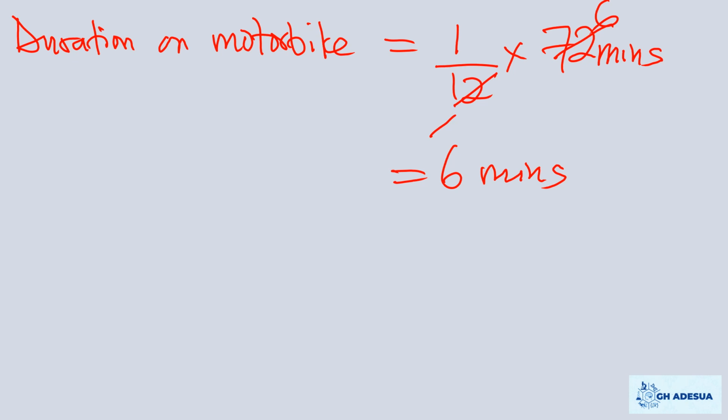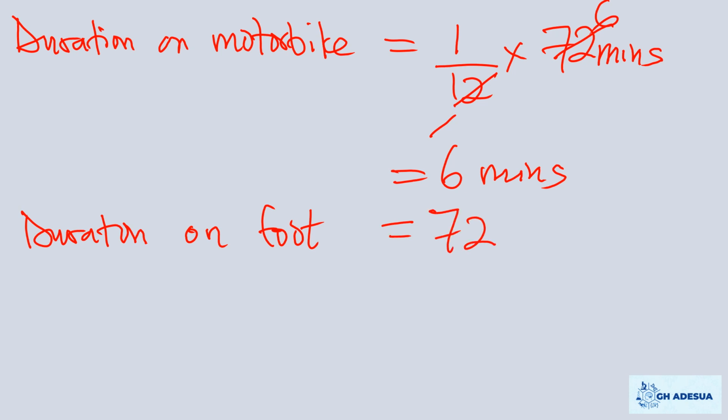Now the question is actually asking us to find how long he made the journey on foot. At this point, we had 72 minutes, but we need to know the number of minutes left, and that will tell us the duration for the journey on foot. So duration on foot or by walking is the 72 minutes that we have minus the 6 minutes on the motorbike. Now 72 minus 6 is 66. So therefore 66 minutes was the duration that he had to walk.